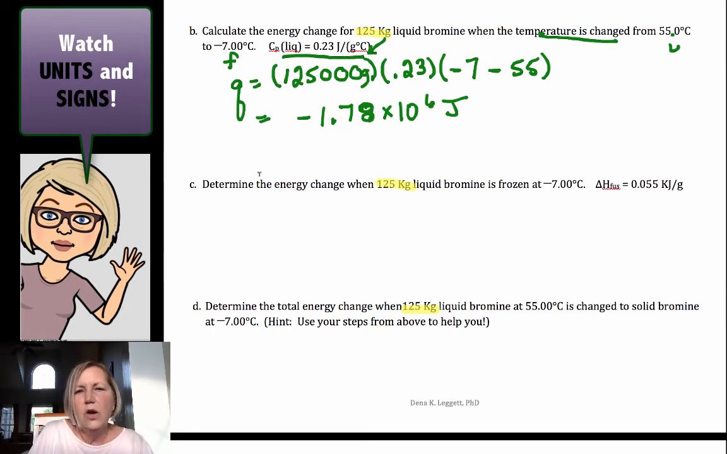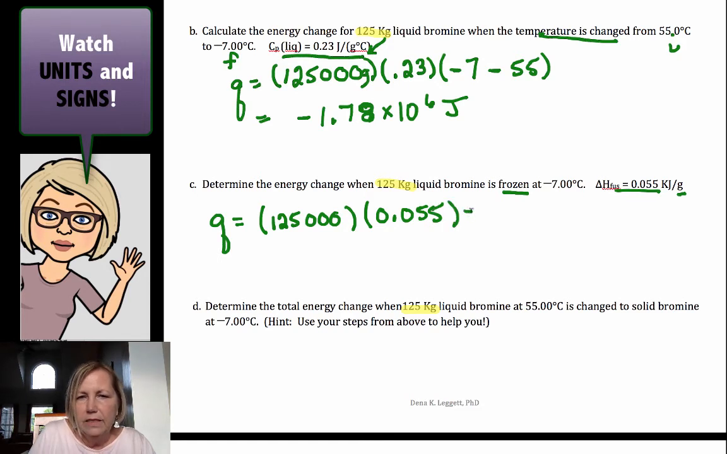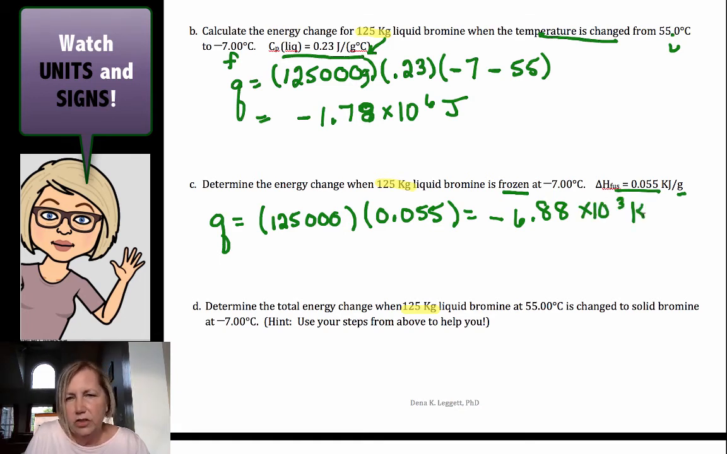All right, now we're going to freeze it. We're at a phase change. So this time Q is going to equal our mass, and it has to be in grams, 125,000 times my delta H of fusion. And freezing, if you ask yourself, if I put it on the stove, would it help? That answer is a big fat no, so I know that's going to be negative. And I got 6.88 times 10 to the third kilojoules.